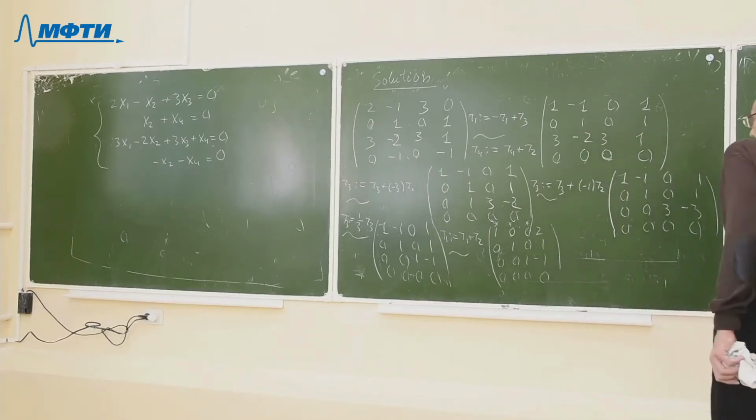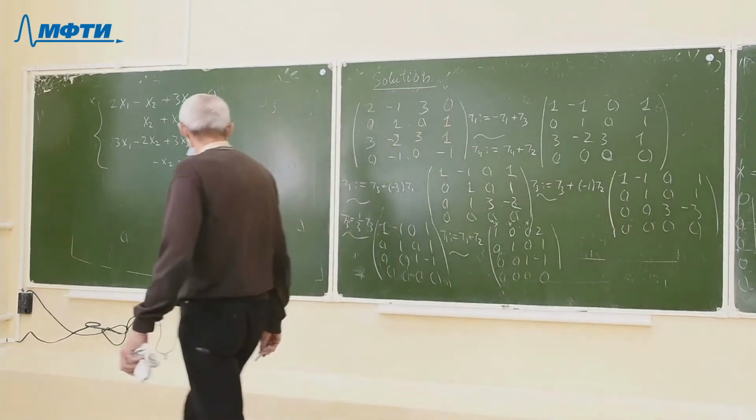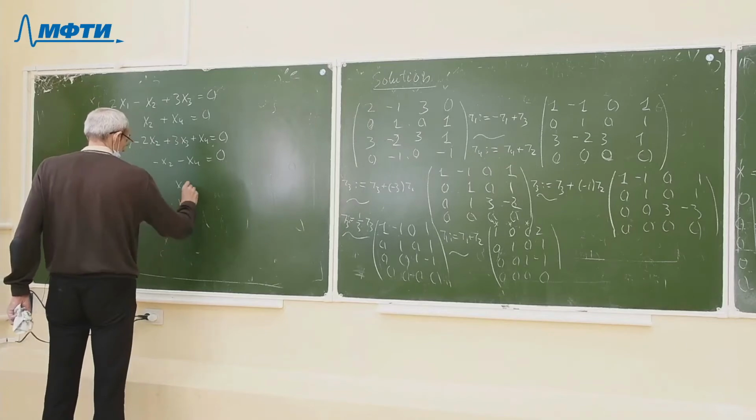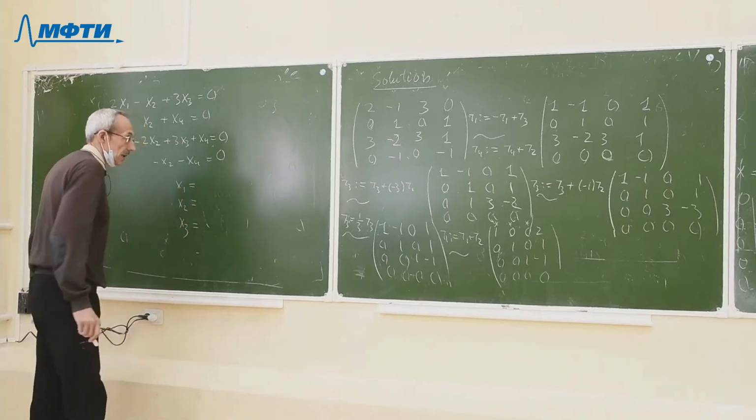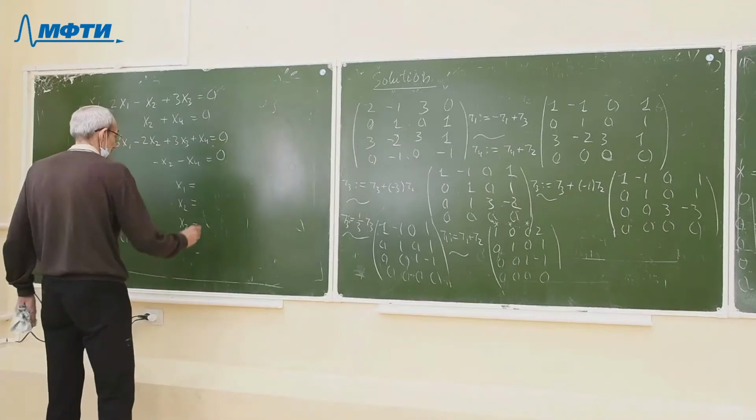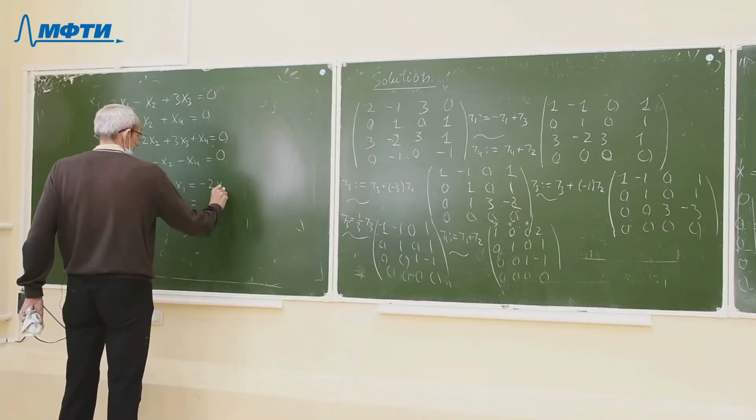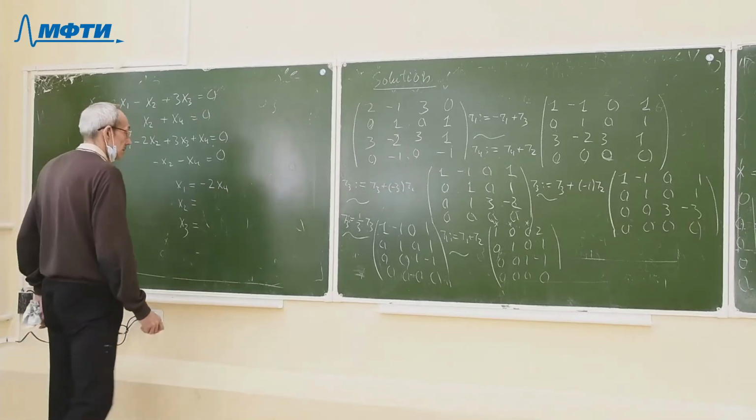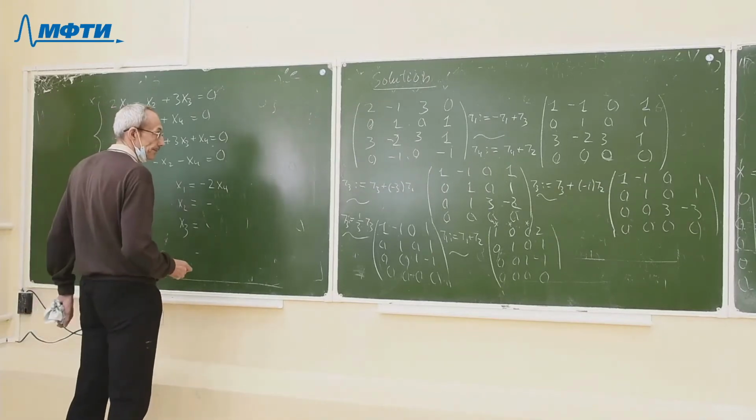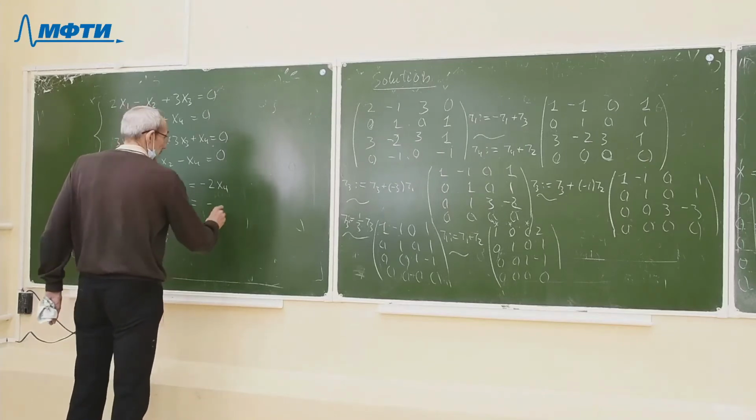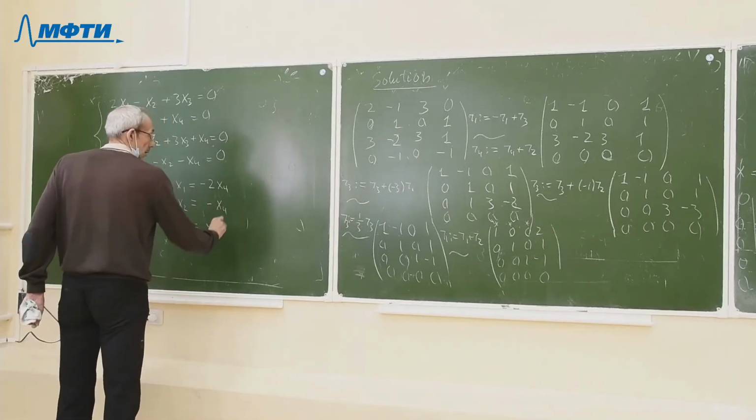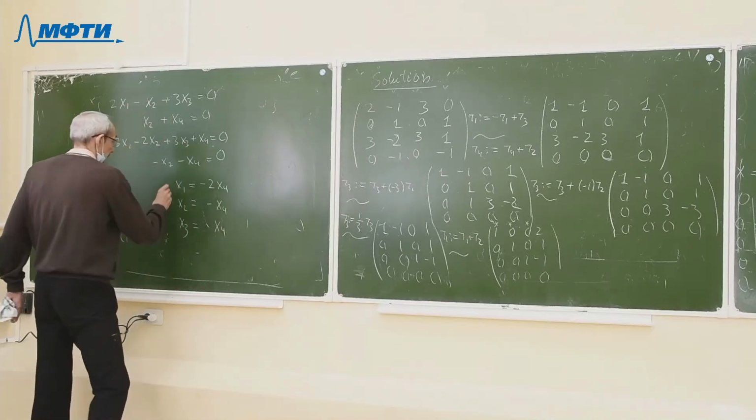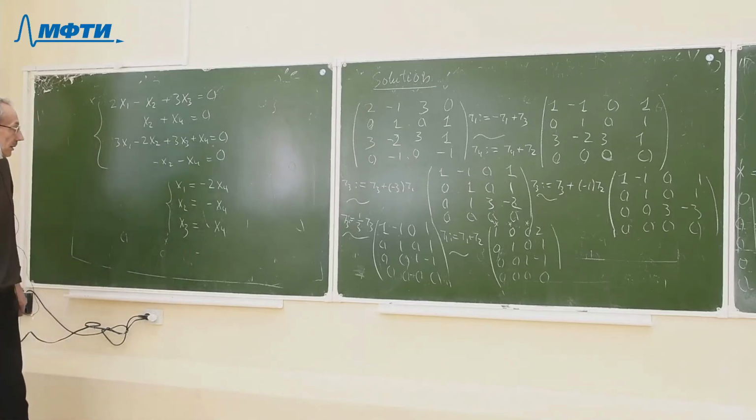And the solution is the following: x1, x2, x3. x1 is equal to minus 2 x4, x2 is equal to minus x4, x3 is equal to x4. We obtain the general solution.